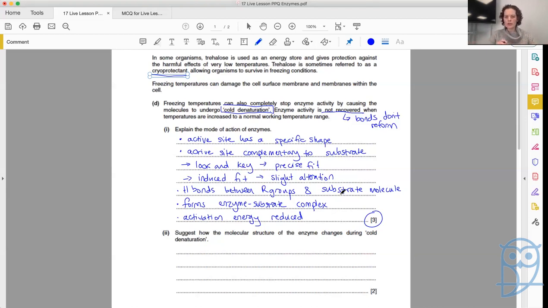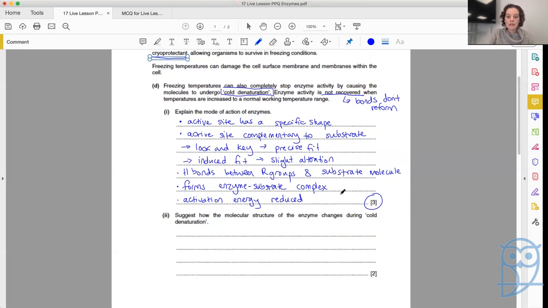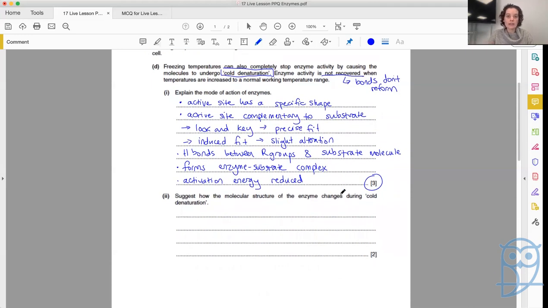So now that we've focused on all of that importance of shape, let's move on to part 2. Suggest how the molecular structure of the enzyme changes during cold denaturation. Well, we know that denaturation of any kind is going to affect bonding. Okay? So the bonds in the molecule are no longer going to be working as they should be, so we're going to lose that shape. If we go back into the information in the question, they actually told us that enzyme activity is not recovered. So we're not getting the shape back when the shape is gone. So it is exactly the same.